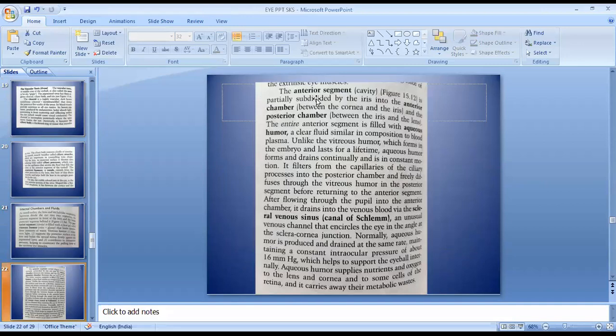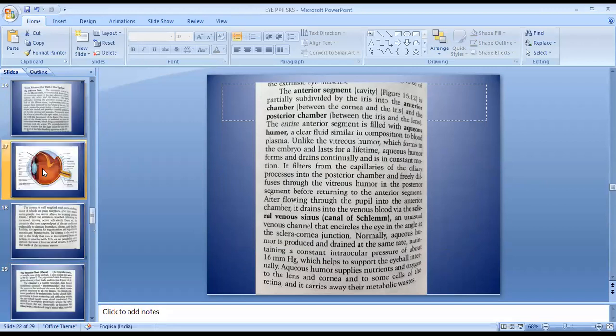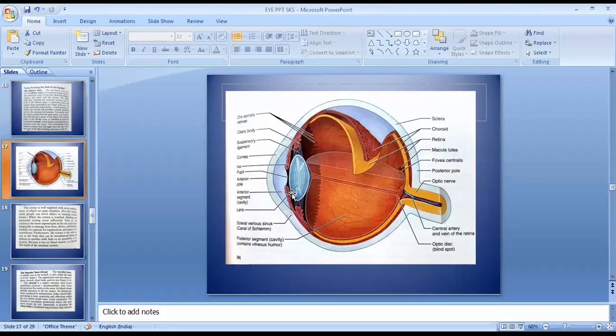So the anterior segment, the cavity, is partially subdivided. Why is it subdivided? Because these two chambers are connected through the iris. This is important. I'll tell you why.